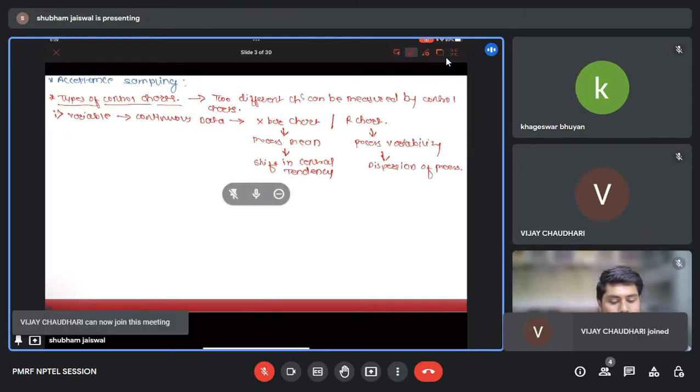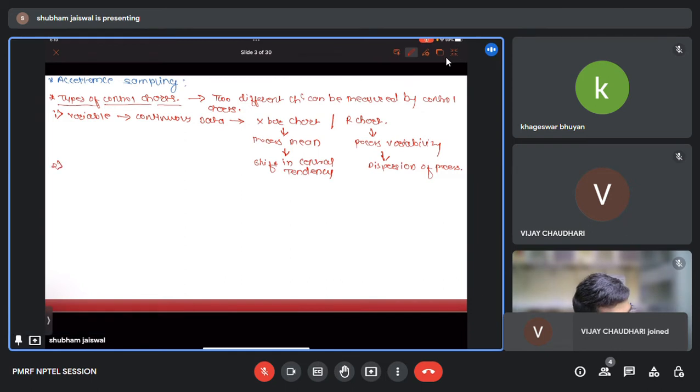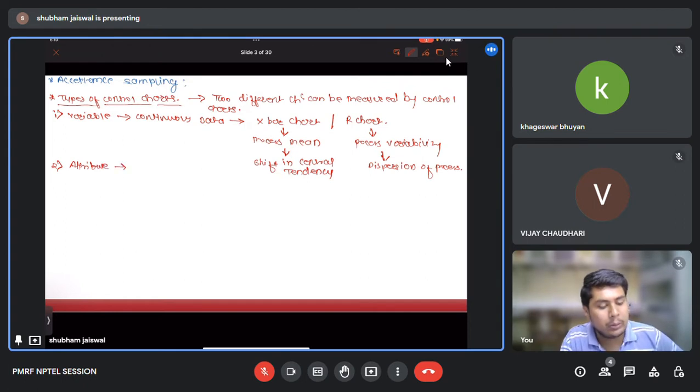After this, we saw the second characteristic, that is the attribute. When we talk about the attribute, it is for discrete data.